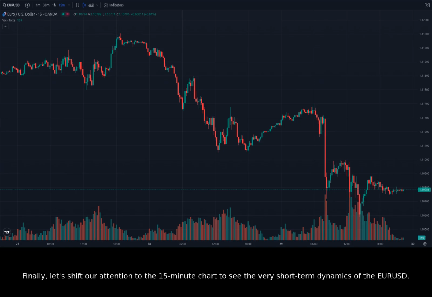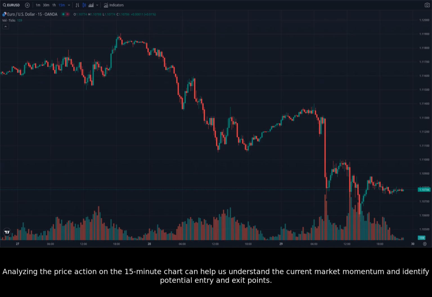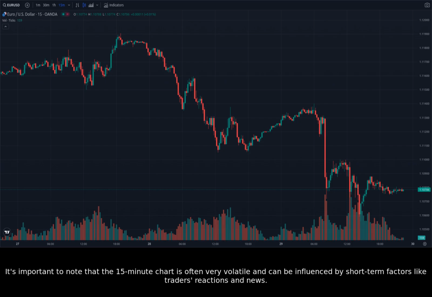Finally, let's shift our attention to the 15-minute chart to see the very short-term dynamics of the EURUSD. This timeframe provides a granular view of the market's immediate reaction to news and events. Analyzing the price action on the 15-minute chart can help us understand the current market momentum and identify potential entry and exit points. It's important to note that the 15-minute chart is often very volatile and can be influenced by short-term factors like traders' reactions and news.